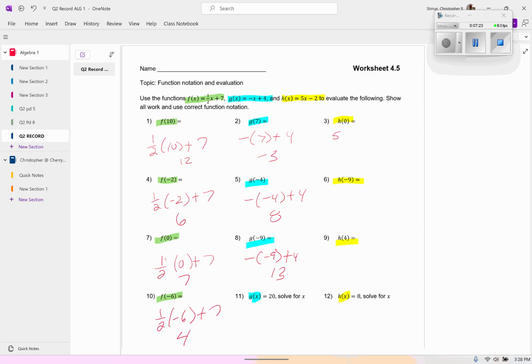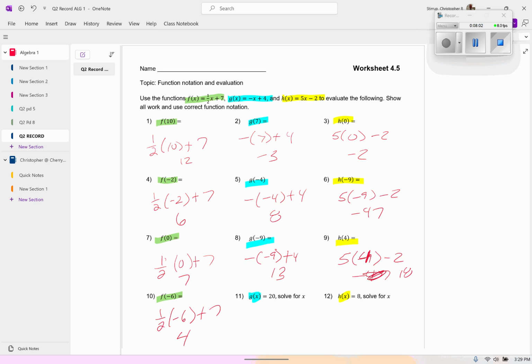All right, again, we're going to plug 0 in for where we had x on our yellow equation. So 5 times 0 is 0. 0 minus 2 is -2. 5 times -9 is -45. -45 minus 2 is -47. Oh, wait. I plugged the wrong number in, didn't I? That should have been a 4. I'm so sorry. 5 times 4 is 20. 20 minus 2 is 18.